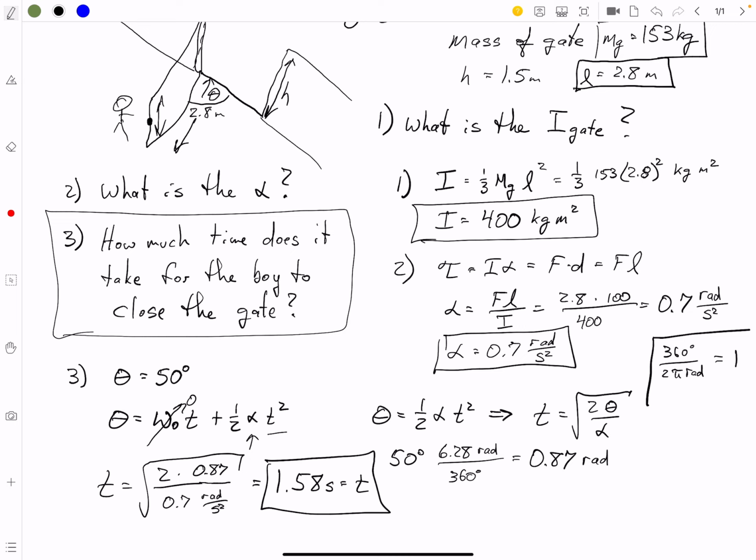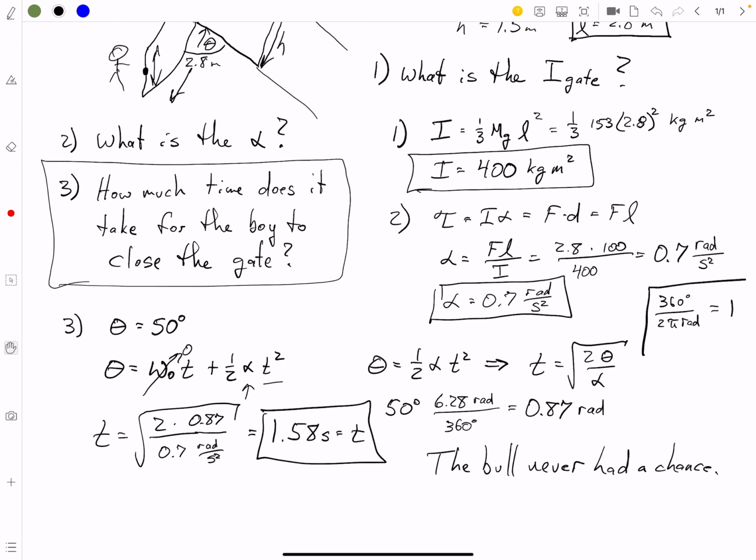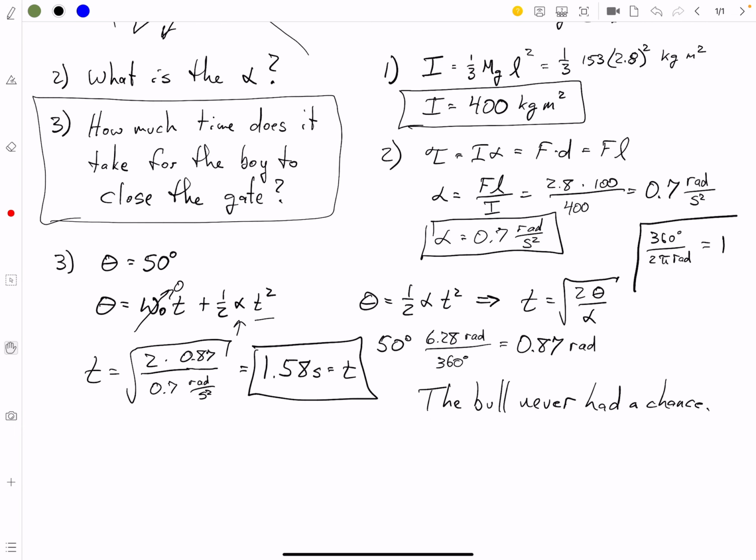Whew. He did it. The bull never had a chance. Did you guys think I would design this where the kid gets spanked or whatever? I don't know what would happen, but yeah, I'm not gonna do that to anybody.